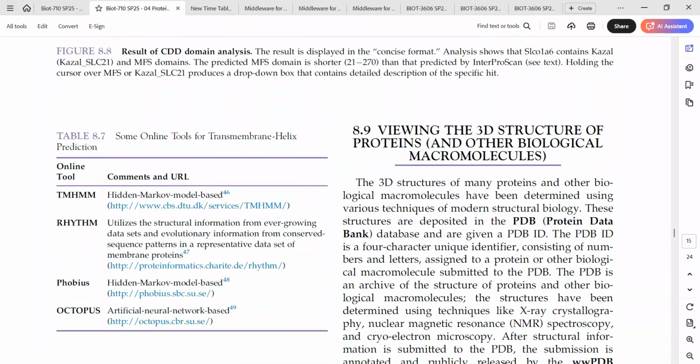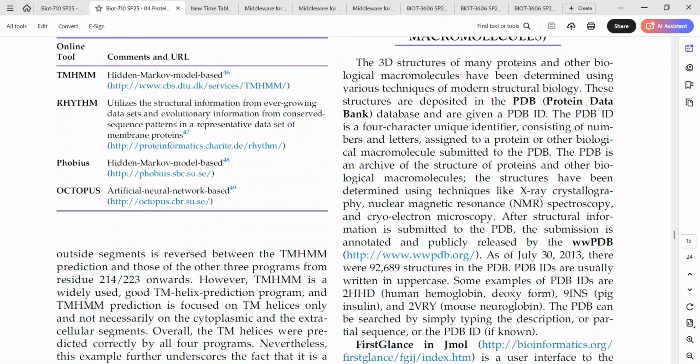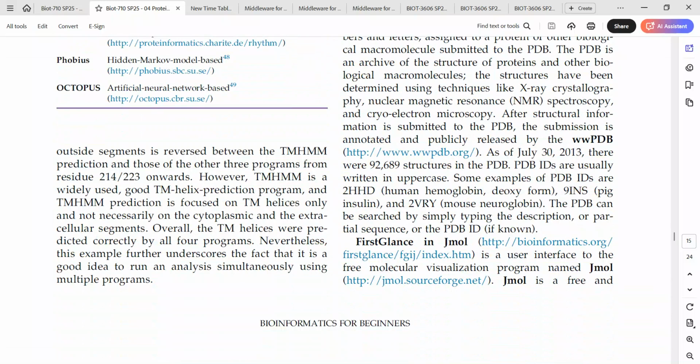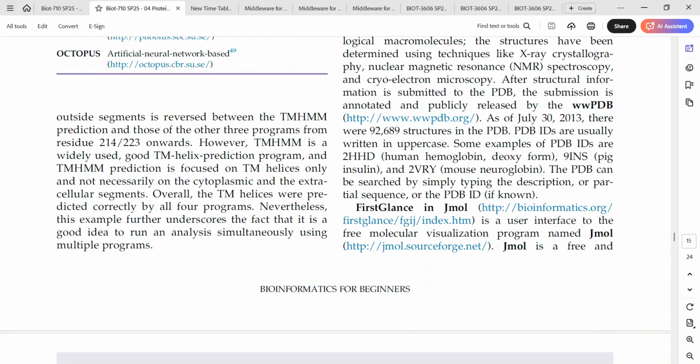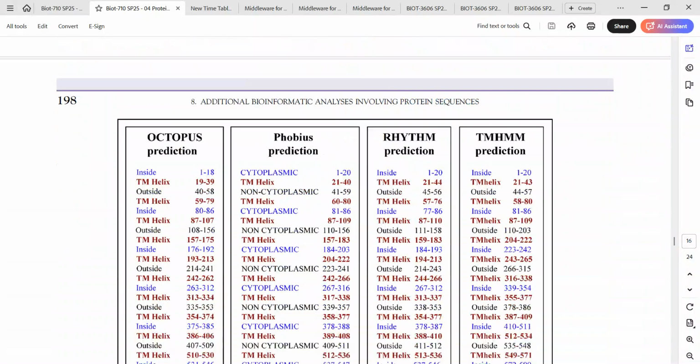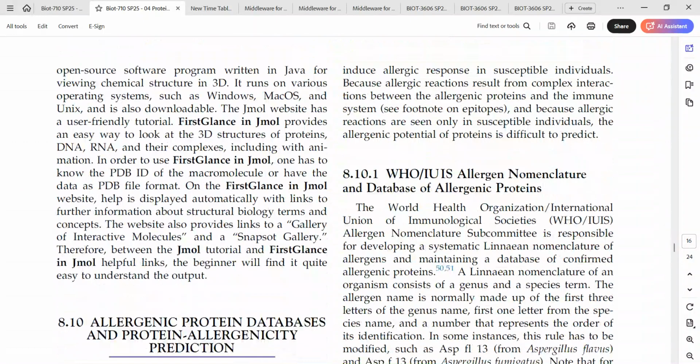Viewing the 3D structure of proteins: we have the PDB, the Protein Data Bank, where structures of proteins have been submitted using the methods of X-ray crystallography and NMR spectroscopy, and now the number of electron microscopy structures is increasing. As of July 30, 2013, the number of structures was 92,000. Now they have increased, I think, to more than 200,000. We have tools known as FirstGlance in Jmol, which help us to visualize the structure of the protein.